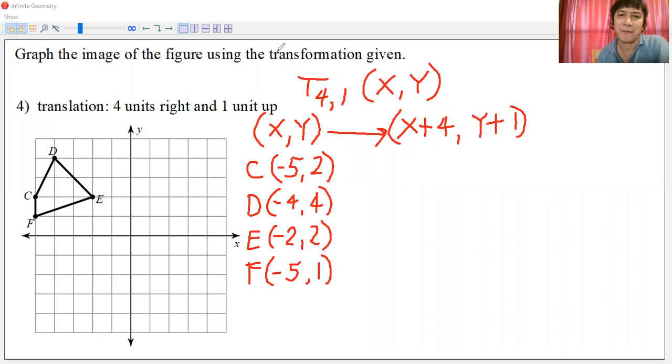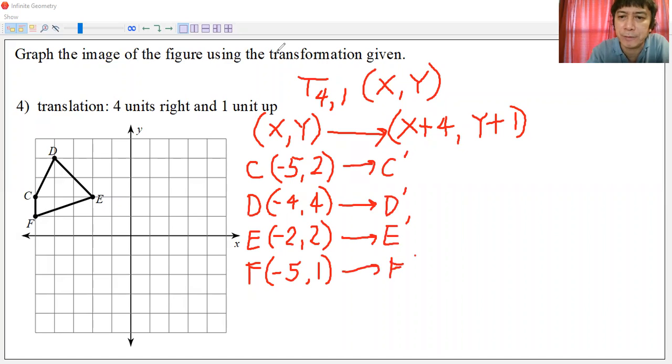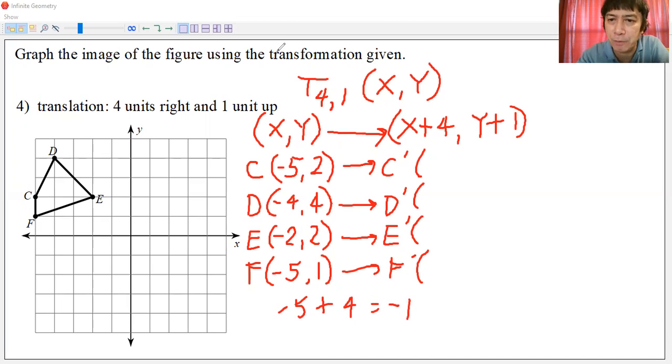Okay, so we're going to compute for the new points. We will have C prime, D prime, E prime and F prime. This will be the new points for the image. All right, so let's compute. Let's start with the x value of the point C. That's -5, and we are supposed to add 4. So that results to a -1. So our first computed point is -1.